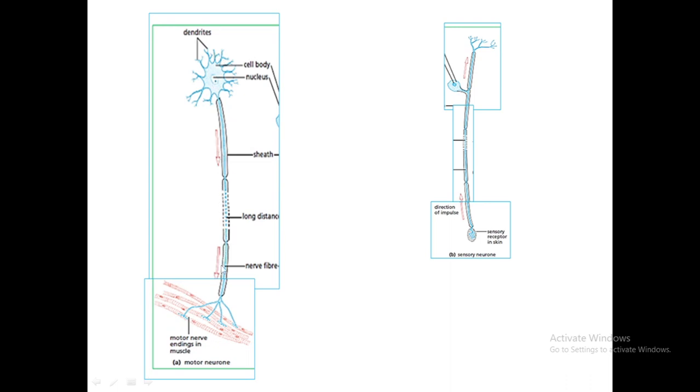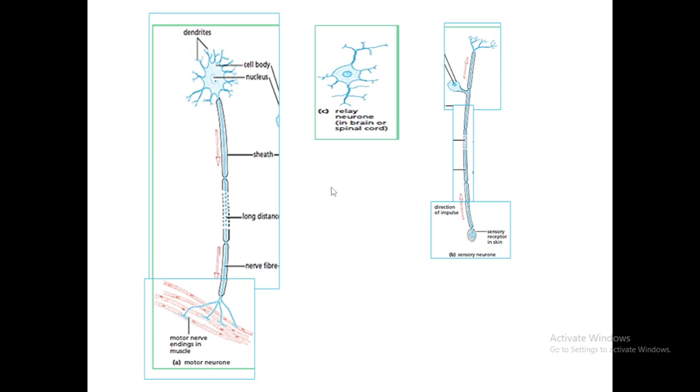And the third one is the interneuron. These interneurons are called relay neurons or associated neurons. These are only found in the central nervous system. They connect the sensory neuron with the motor neuron, so they are found in between the two.